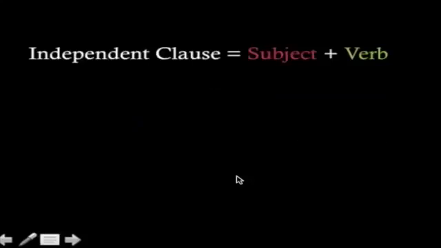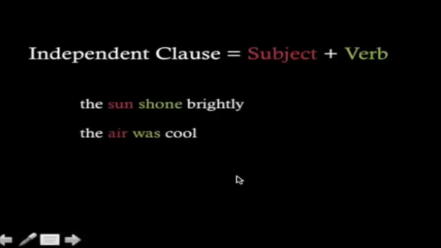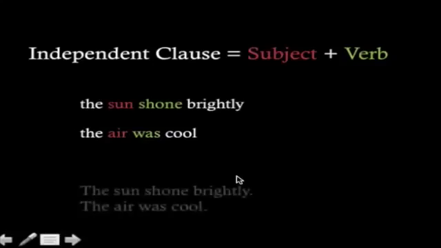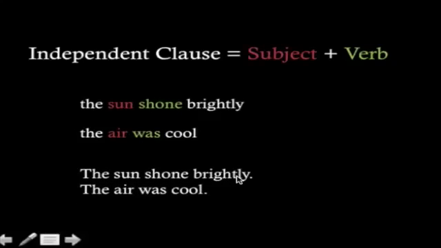Well, an independent clause contains at least one subject and at least one verb and can stand alone as a complete sentence. The sun shone brightly is an independent clause, as is the air was cool. These groups of words meet all the requirements for a clause, so they are punctuated as stand-alone sentences. By the way, I'm making subjects red and verbs green so you can see them clearly.